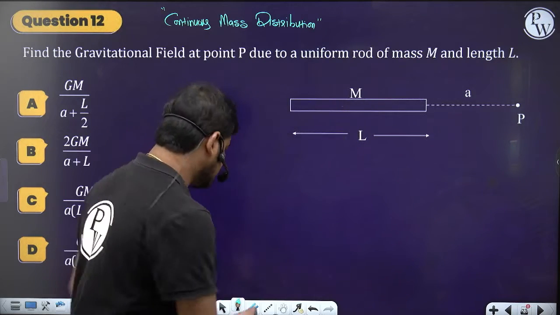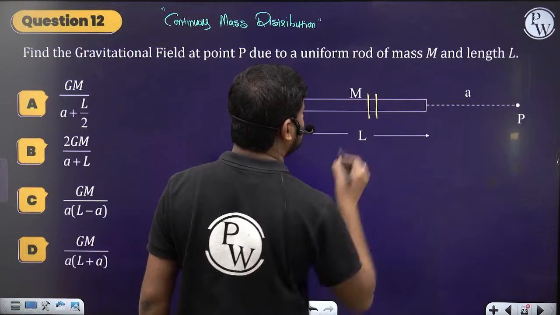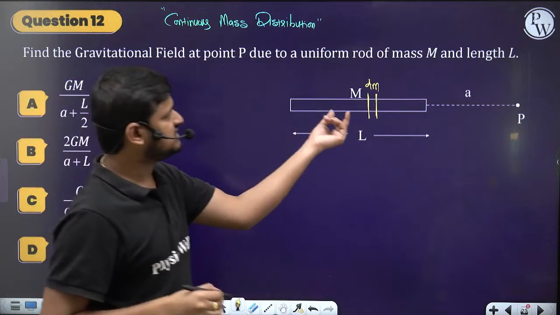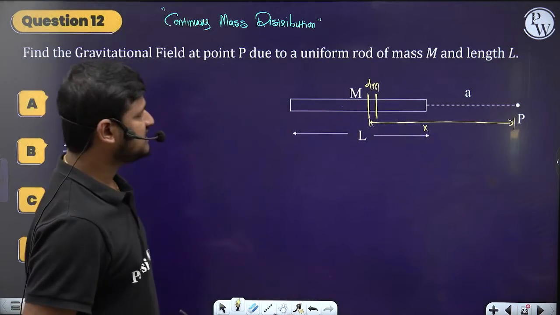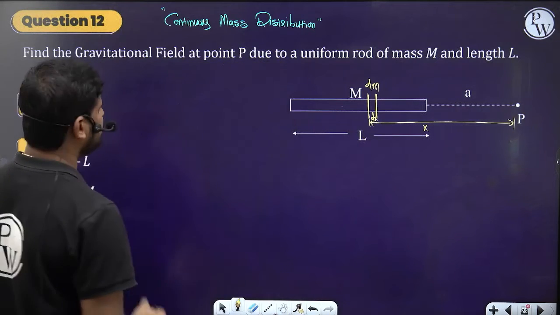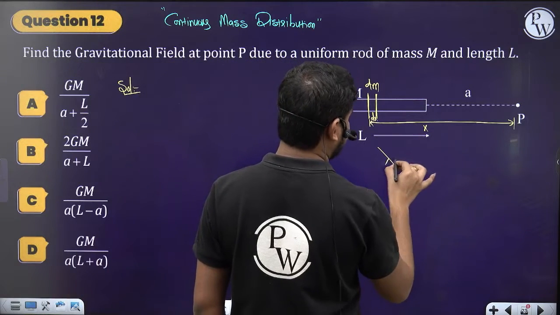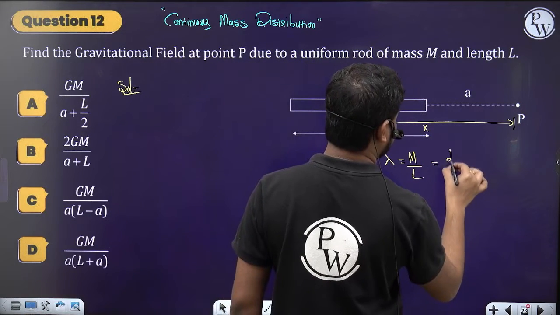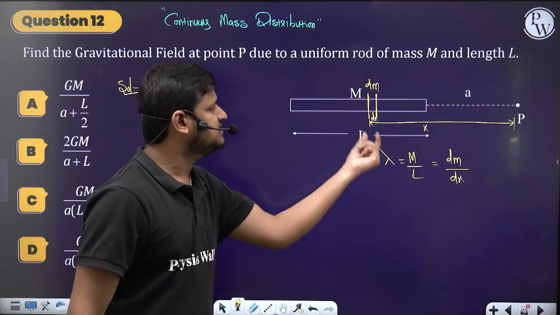So what do we do? The same simple procedure. We know the field due to a point mass, so we cut this into some n number of point masses. Let this small piece have mass dm. Let it be at some distance x, and it has some length dx. So the solution: the linear mass density lambda is equal to mass upon length. We already discussed this. So the small mass is dm and the small length is dx.